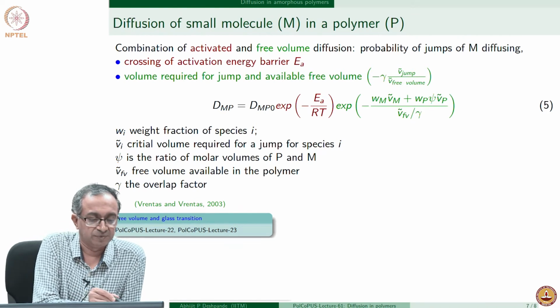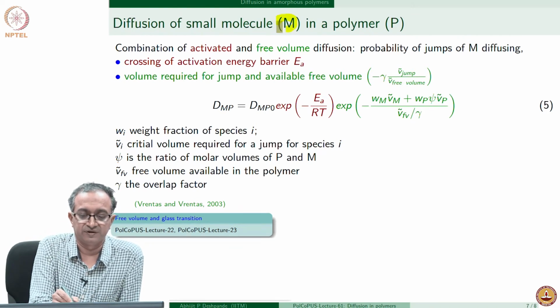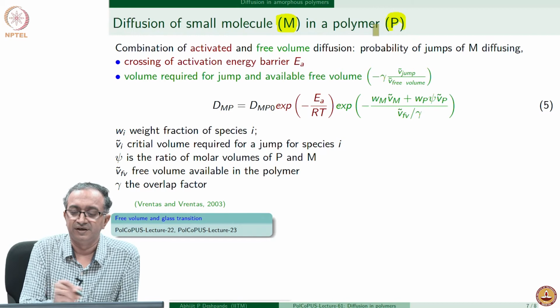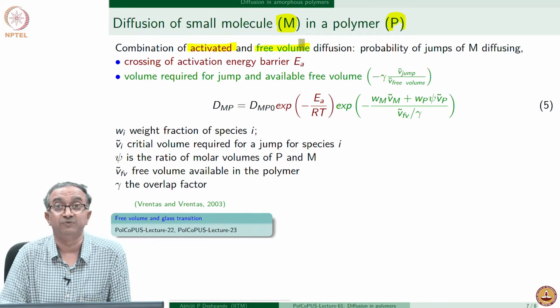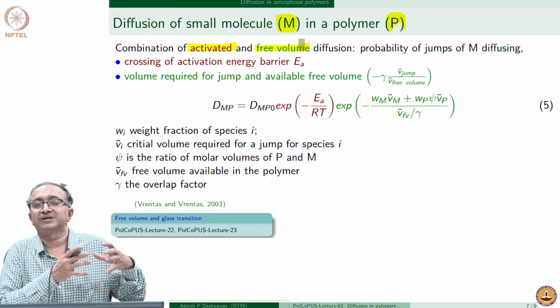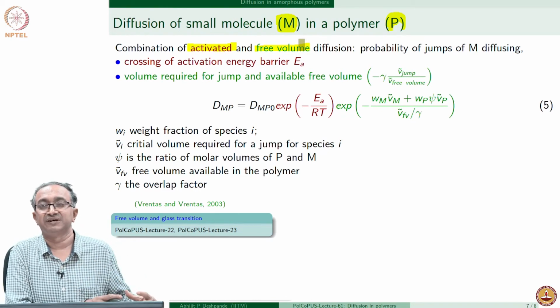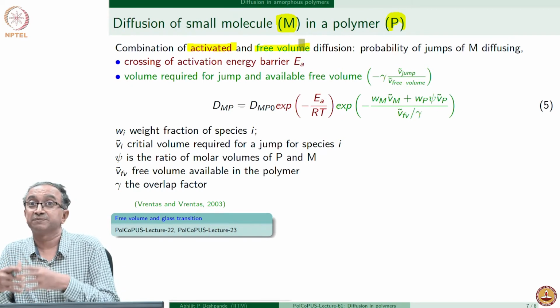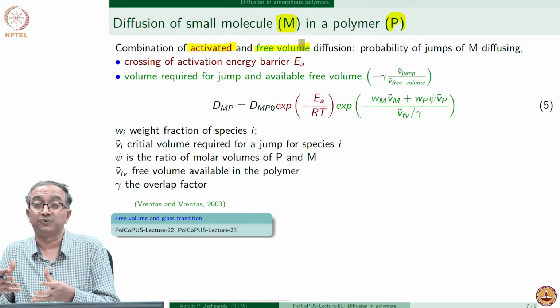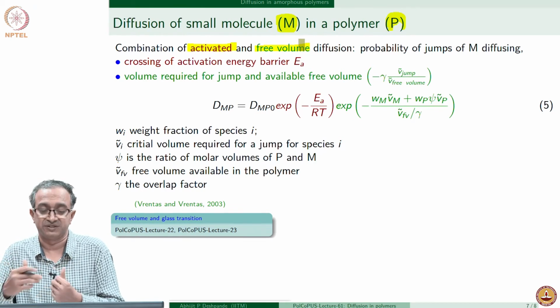So, in the case of a macromolecule, the diffusion of a small molecule, let us say M, in a polymer P is a combination of both activated and free volume diffusion. We saw that for a crystalline lattice, it was only an activated process. In the case of a macromolecule, we suspect that free volume will play an important role, especially in the case of amorphous polymers and their random arrangements.